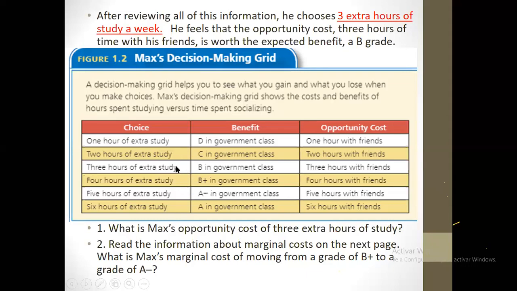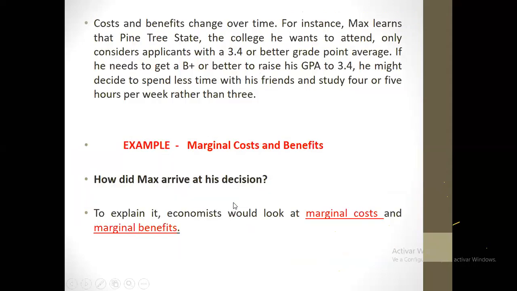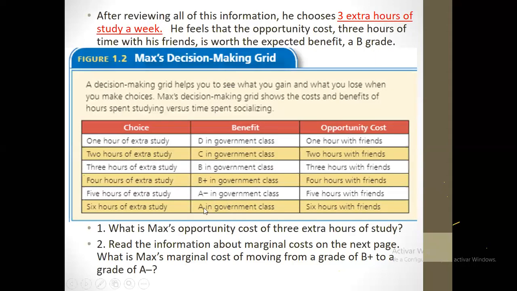So if I were that student, I would choose staying at home. And what is going to be my opportunity cost? My opportunity cost is going to be that I won't be able to spend 6 hours of time with my friends. And what is going to be my benefit? My benefit is going to be that I'm going to get an A that I need urgently because I'm failing the subject.